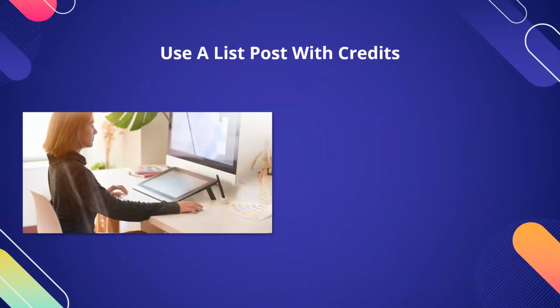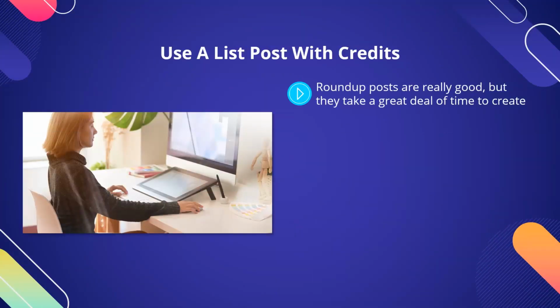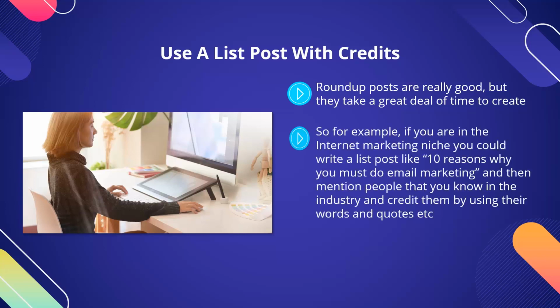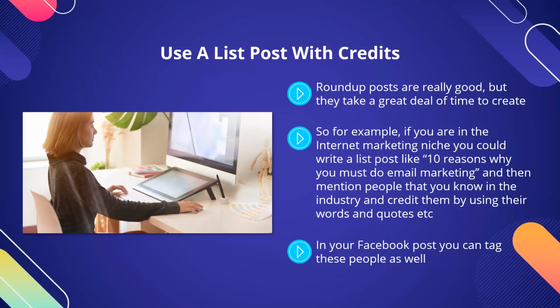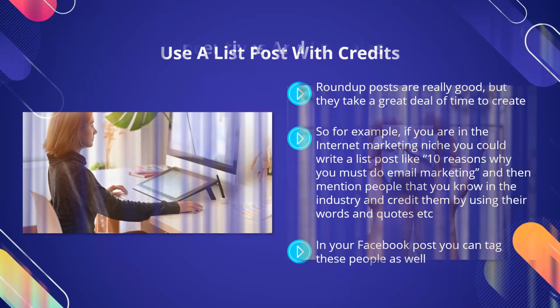Use a list post with credits. Roundup posts are really good, but they take a great deal of time to create. As an alternative, you can create a list post which mentions and provides credit to others without them having to do anything. So for example, if you are in the internet marketing niche, you could write a list post like 10 reasons why you must do email marketing, and then mention people that you know in the industry and credit them by using their words and quotes, etc. In your Facebook post, you can tag these people as well. Also, contact them directly using Facebook Messenger and send them an email as well, telling them about your post and the fact that they are mentioned in it.